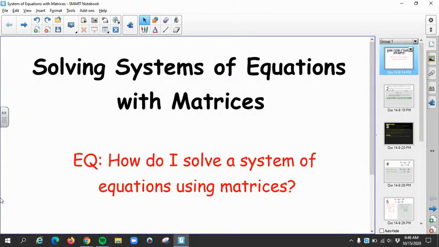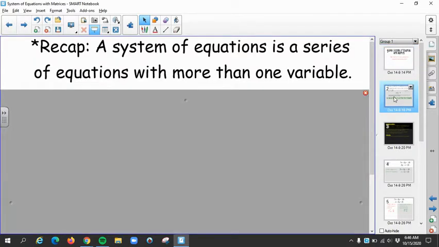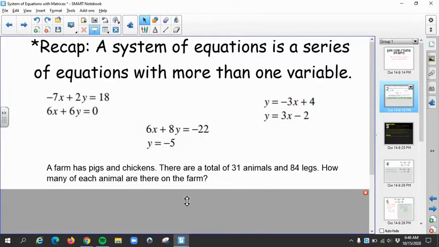In this video, I'm going to show you how to solve a system of equations using a matrix. Let's first remember what a system of equations is. It's a series of equations, usually two or three, with more than one variable, usually x and y. Here are some examples that you probably have seen before. You've learned some different ways how to solve systems.